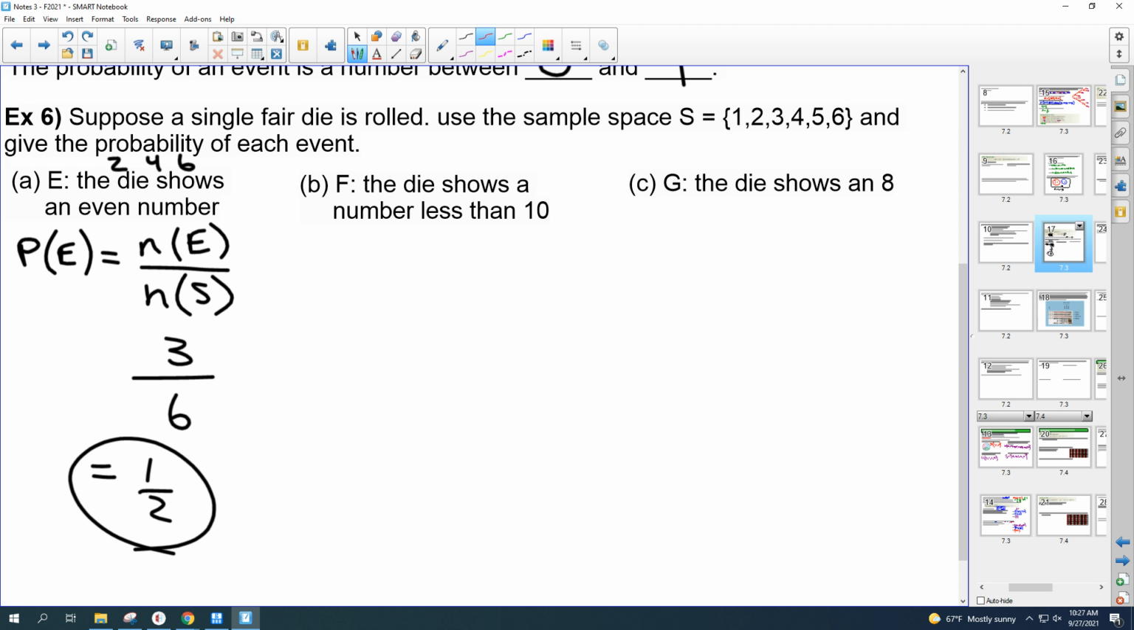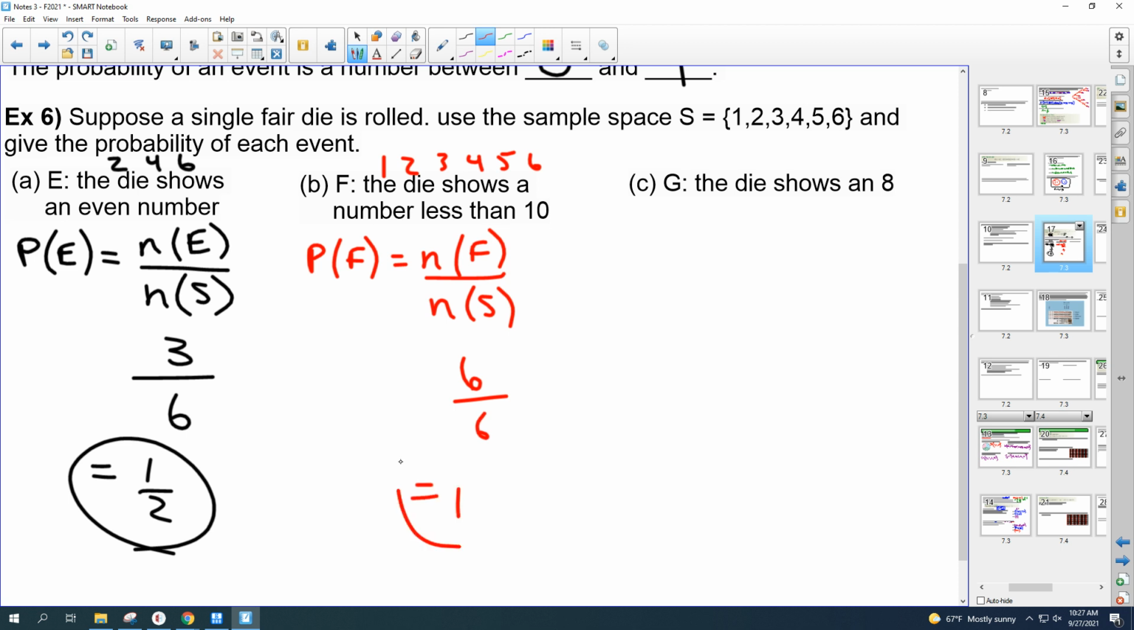Part B says the die shows a number less than 10. So the probability of event F equals the number of items in set F divided by the number of items in the sample space. Let's think about numbers less than 10. When I roll a die, it's 1, 2, 3, 4, 5, 6. All of those are less than 10, right? So my fraction is 6 items in the event divided by the 6 items in the sample space. That reduces to 1.